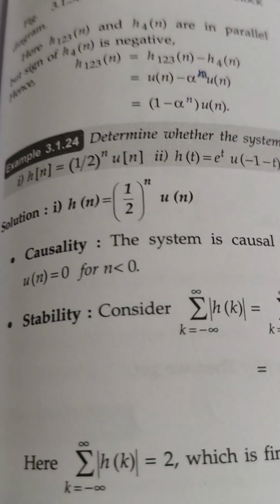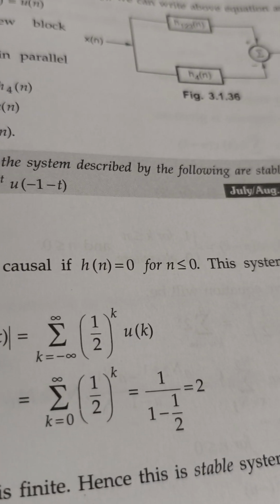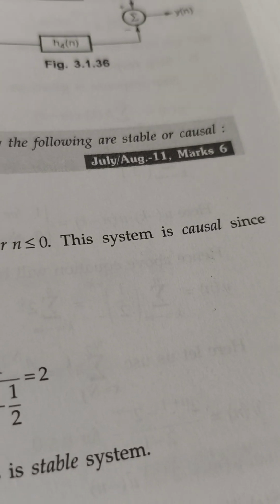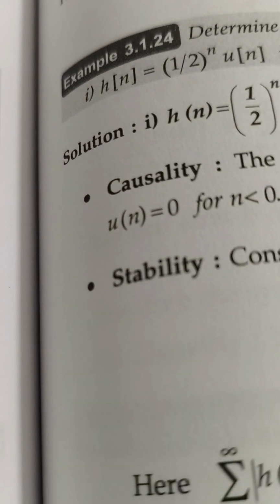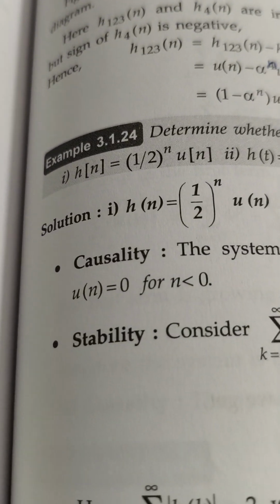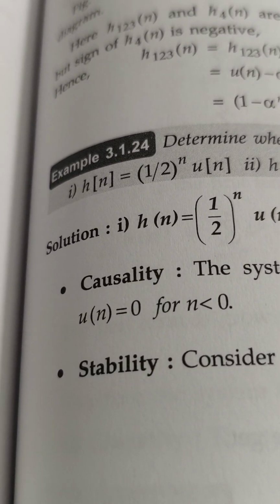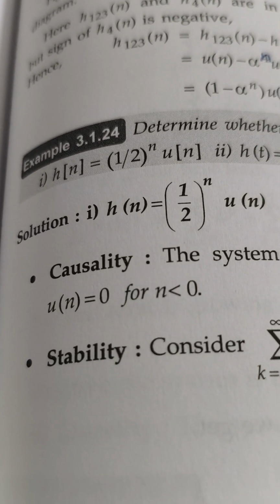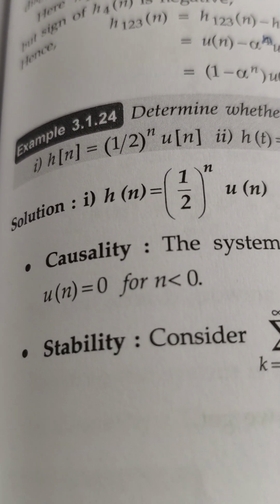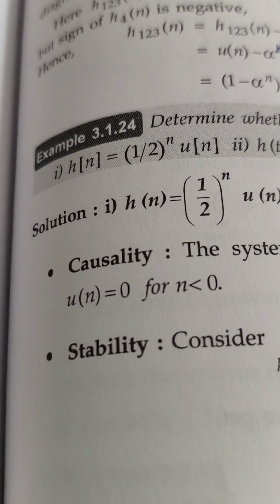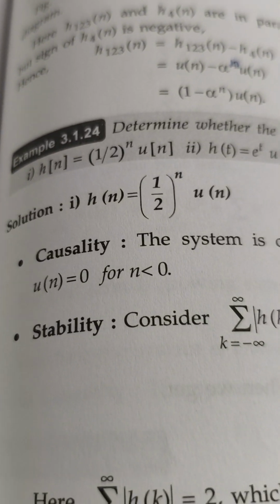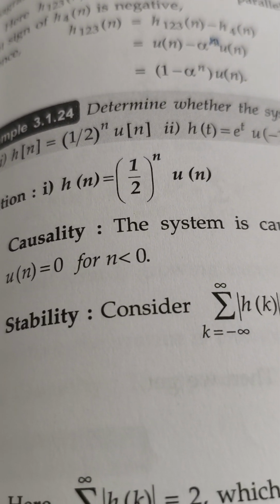One problem is to determine whether the system described by the following is stable or causal. For example, one problem related to discrete time signal: h of n equal to 1 by 2 raised to n u of n. Then we will find out whether this system is stable or not.